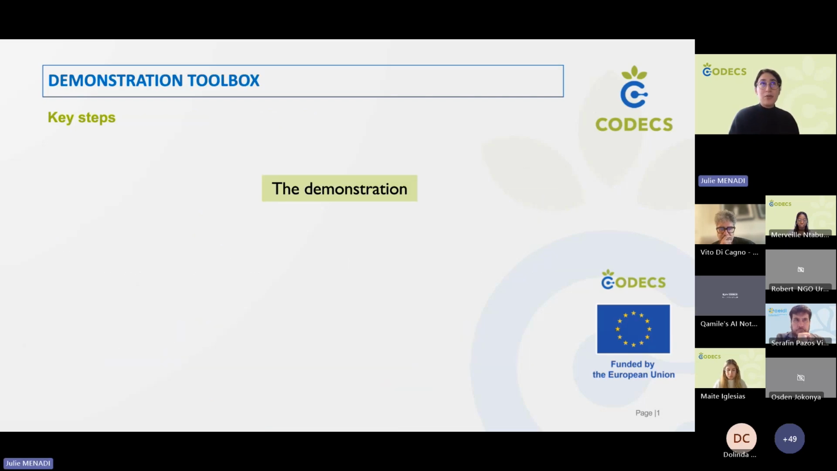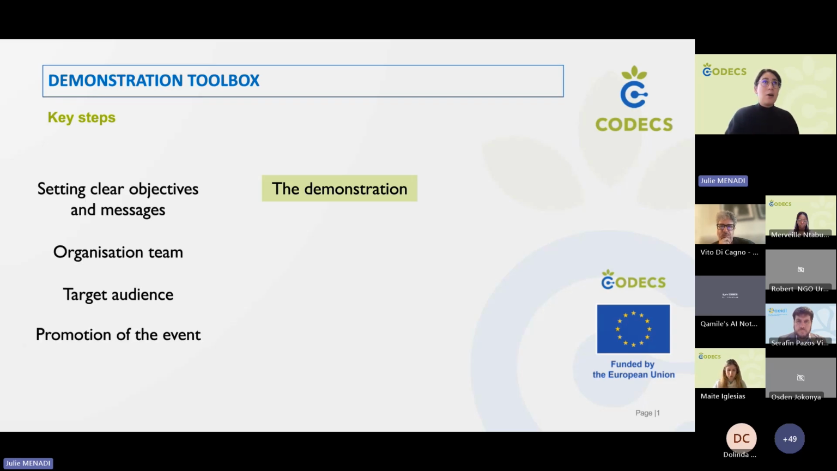So in Codex, we develop the toolbox for demonstration, whether it is physical or virtual. So what are the key steps? There's the demonstrations, obviously. I could end my talk there, but it's not that easy. Actually, what is very important when it comes to demonstration is all the preparation part. So it is very important to set clear objectives and messages you want to share with your stakeholders. Also, the organization team. You can't rely only on the farmer hosting the event. You need to have facilitation, logistics experts. So you need at least 4 members in your team making sure it can go smoothly. And for example, if it's the farmer providing information, that he can truly focus on that and on the discussions with the participants.